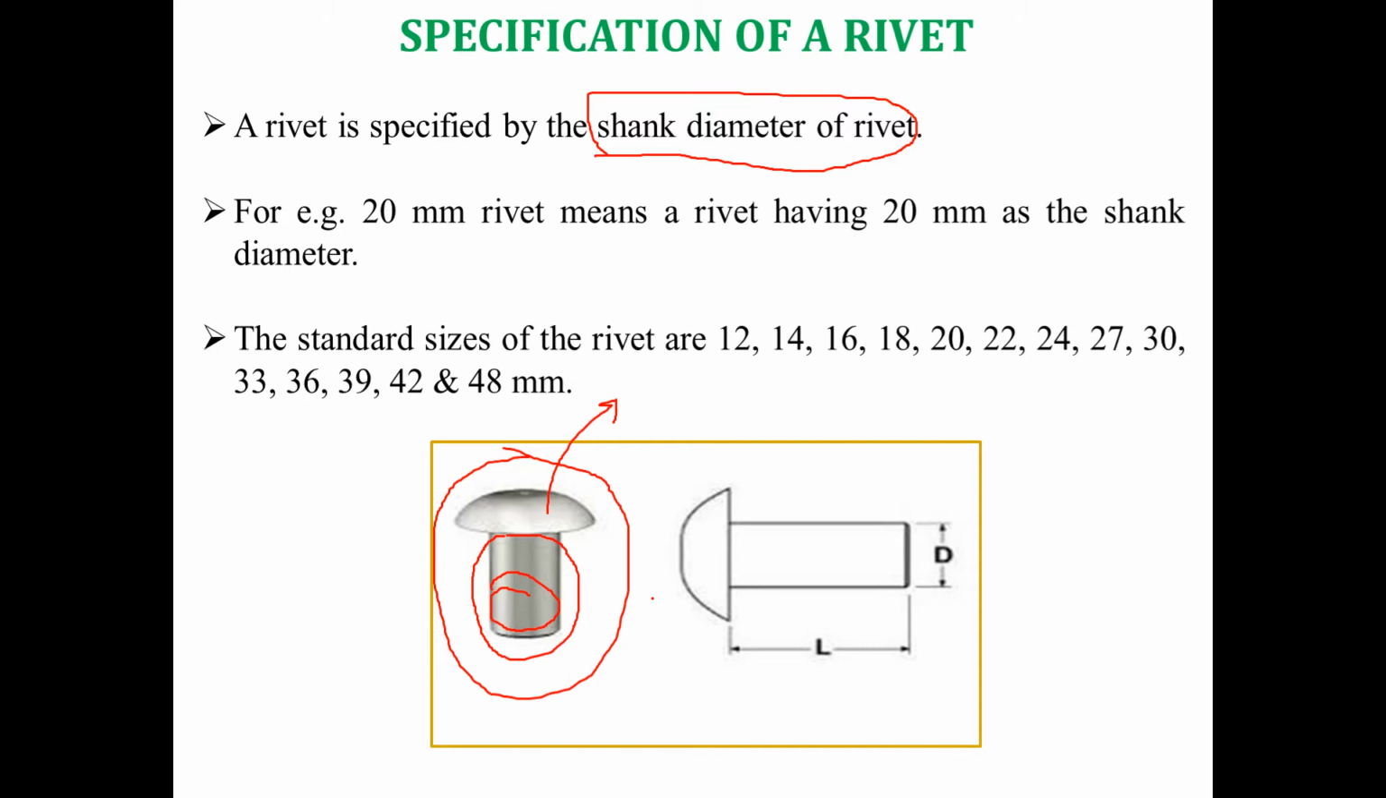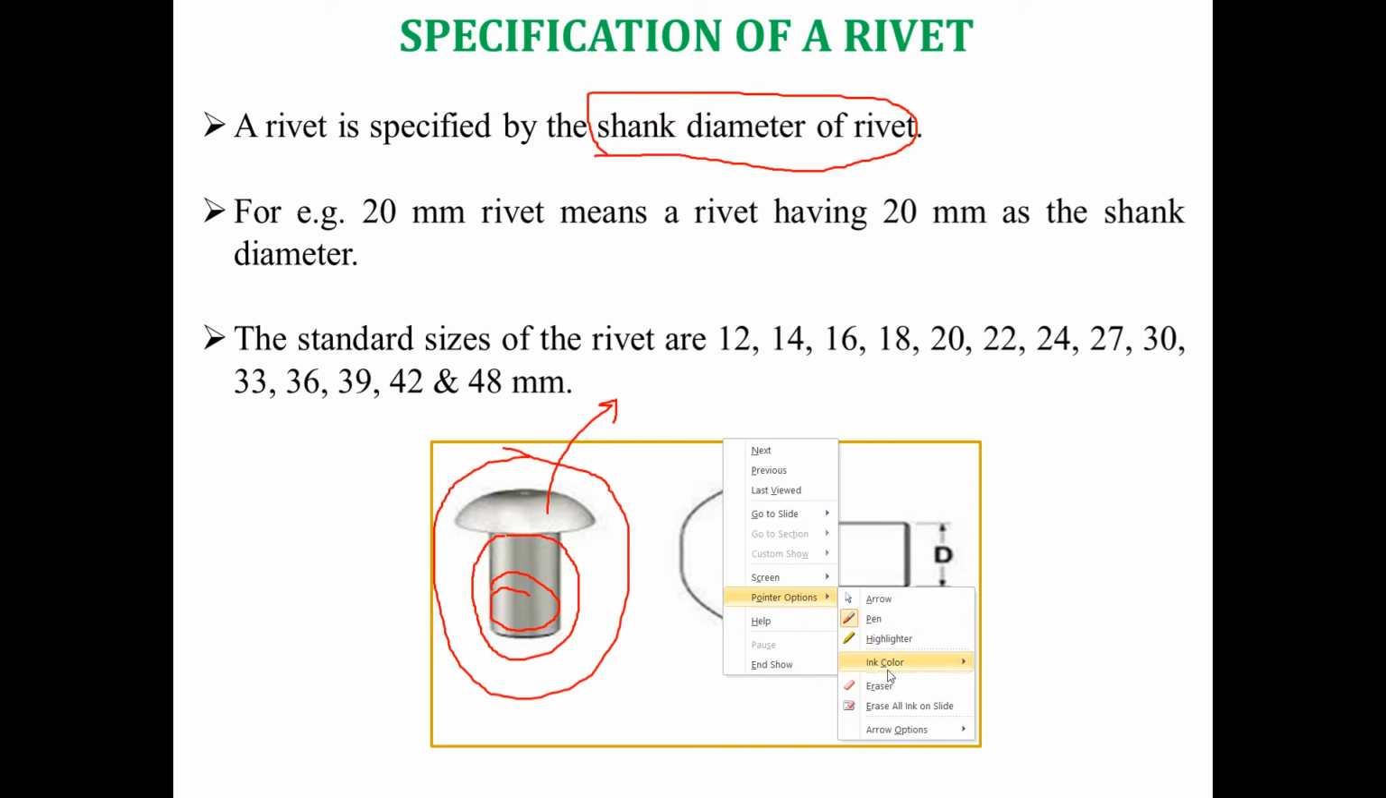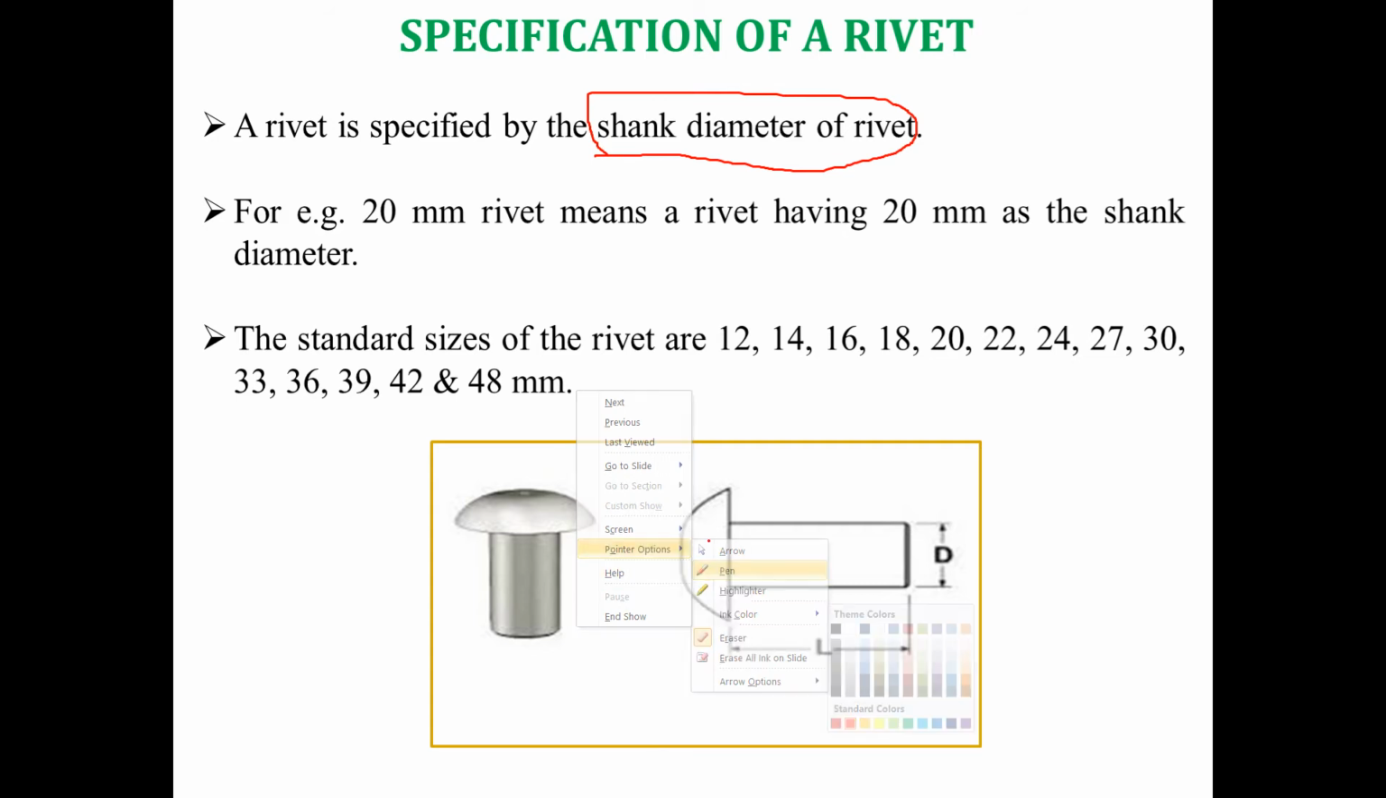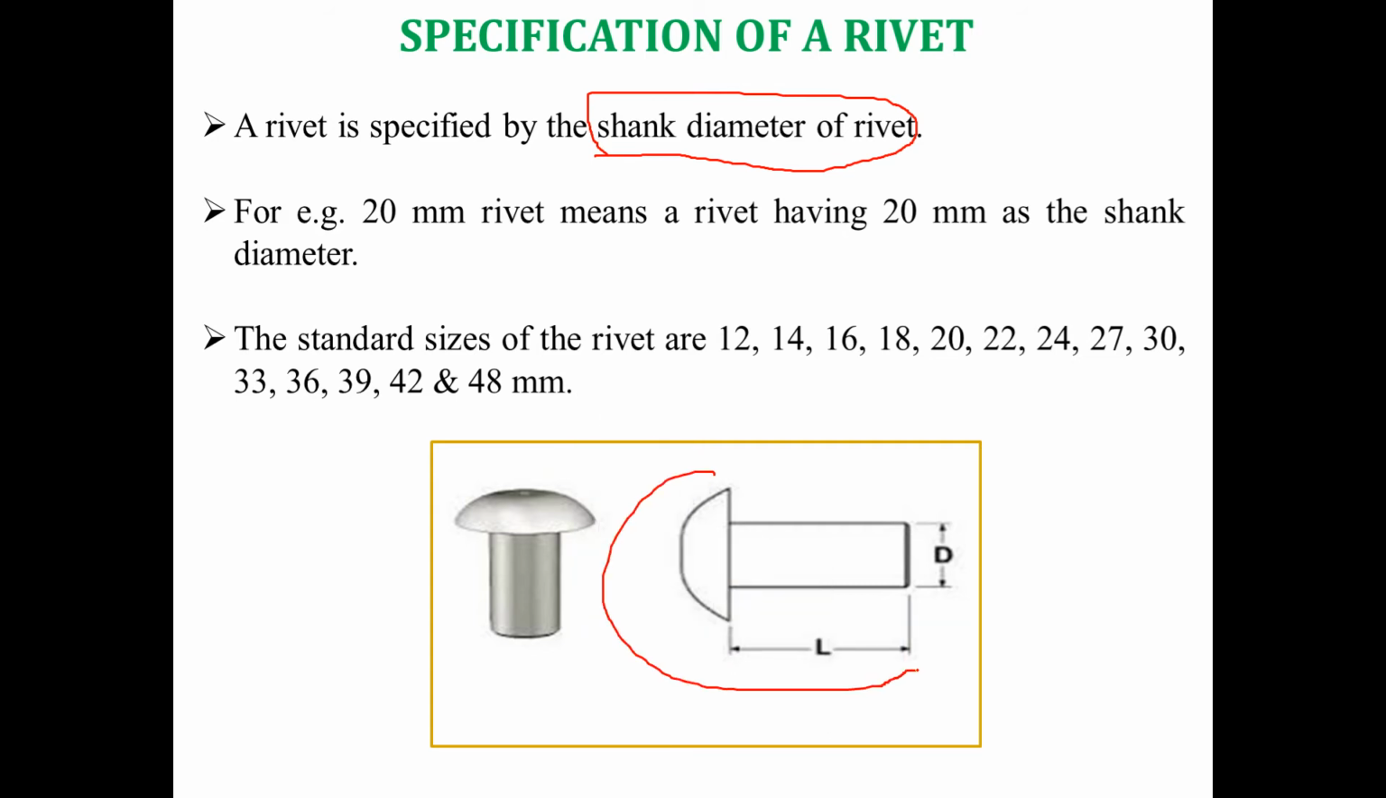In the second diagram, if you see, D is nothing but the shank diameter of the rivet. And what is L? L is the length of the shank, or length of the body of the rivet. Is it clear? Any doubt in this specification part?